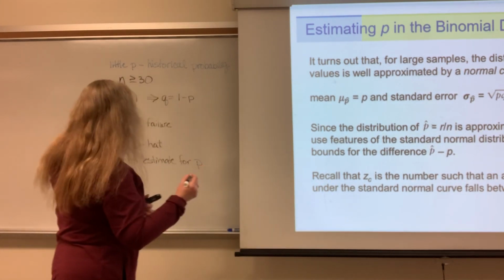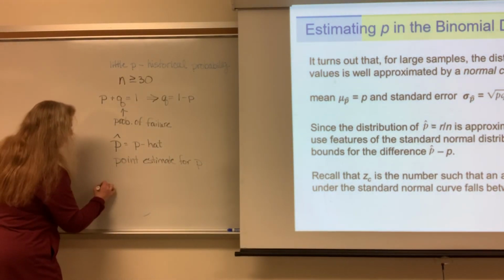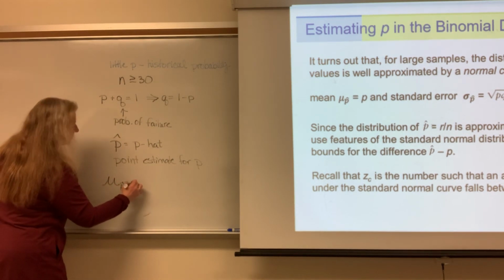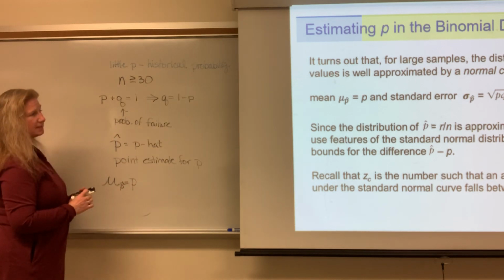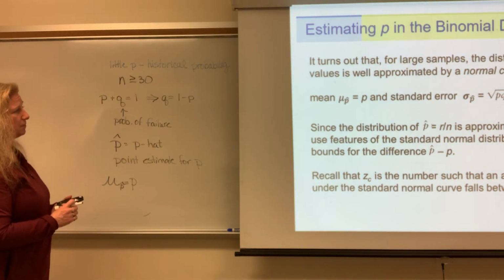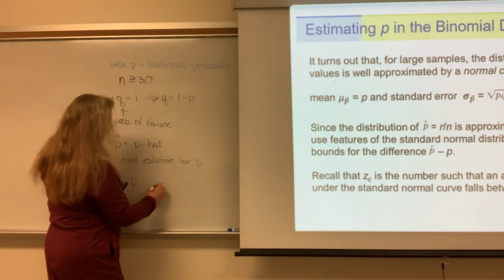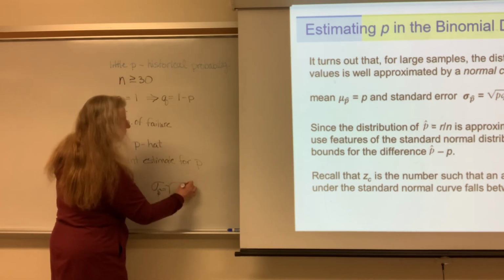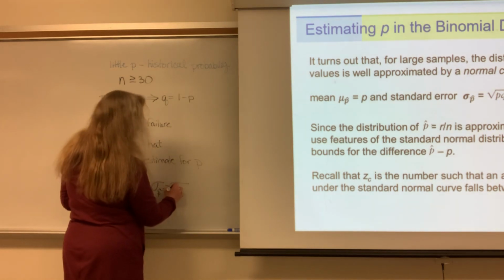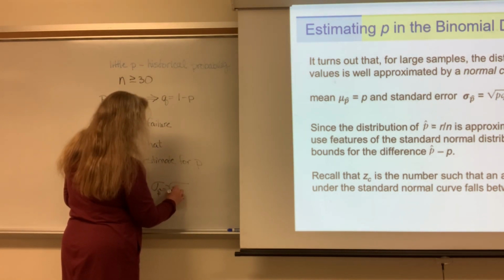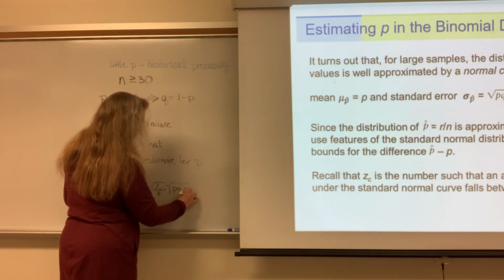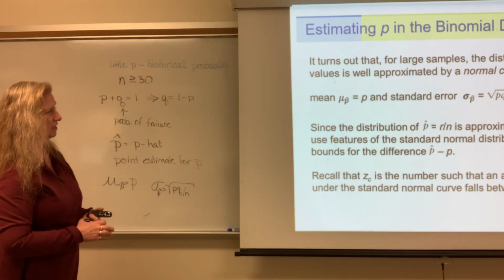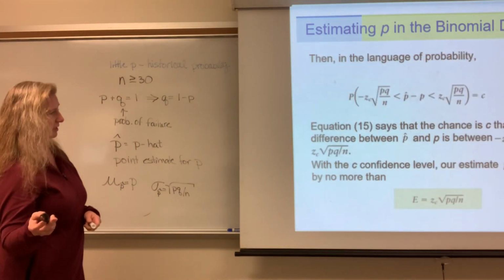My mean, mu of P hat, is going to be just little p. That's the same piece of information. Sigma sub P hat, and this formula should look familiar from chapter 6: the square root of P times Q over N. That's my standard deviation. All right, let's get going.